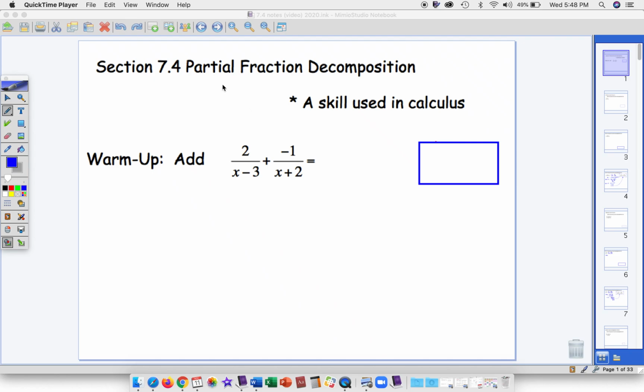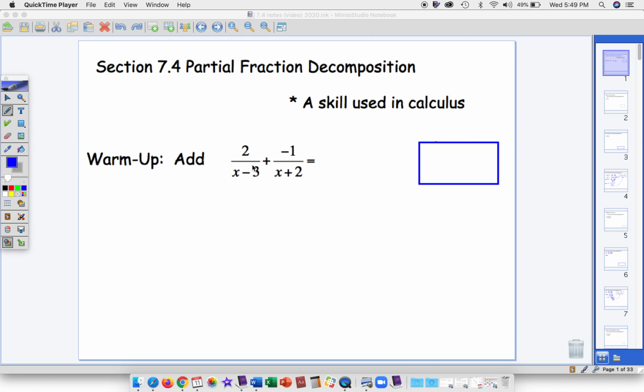Welcome to section 7.4 on partial fraction decomposition. Okay, so this is an important skill that you're going to learn. You'll use this in calculus next year. So we're going to start off with the basic example of adding two fractions together. Okay, when we do the partial fraction decomposition, you'll then see we're going to do the reverse. We're going to take a fraction and we're going to break it into parts.